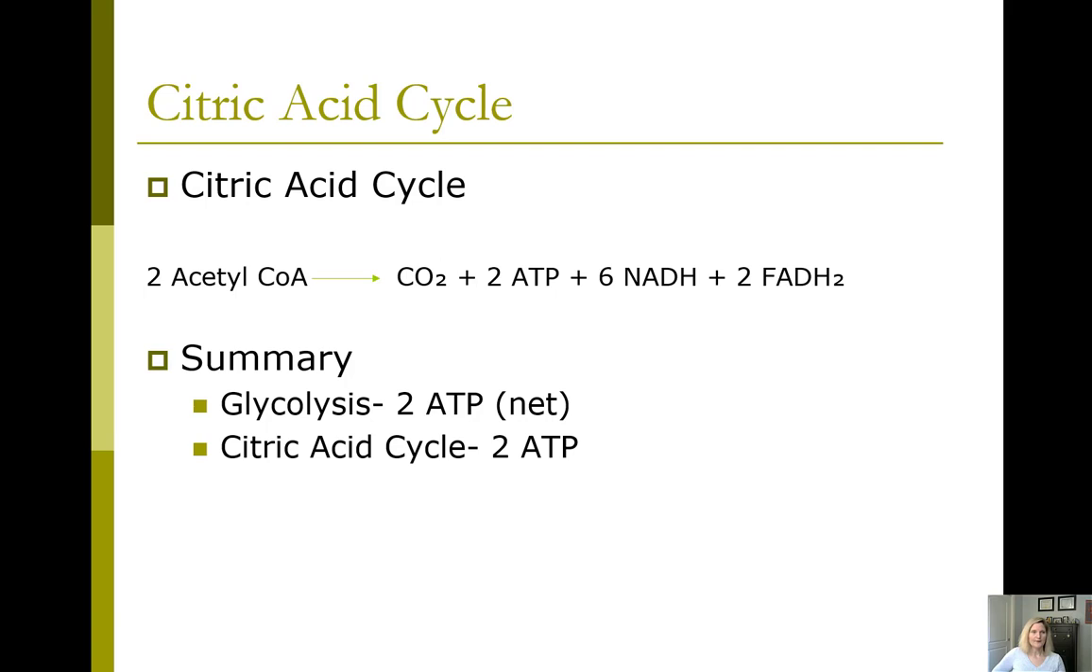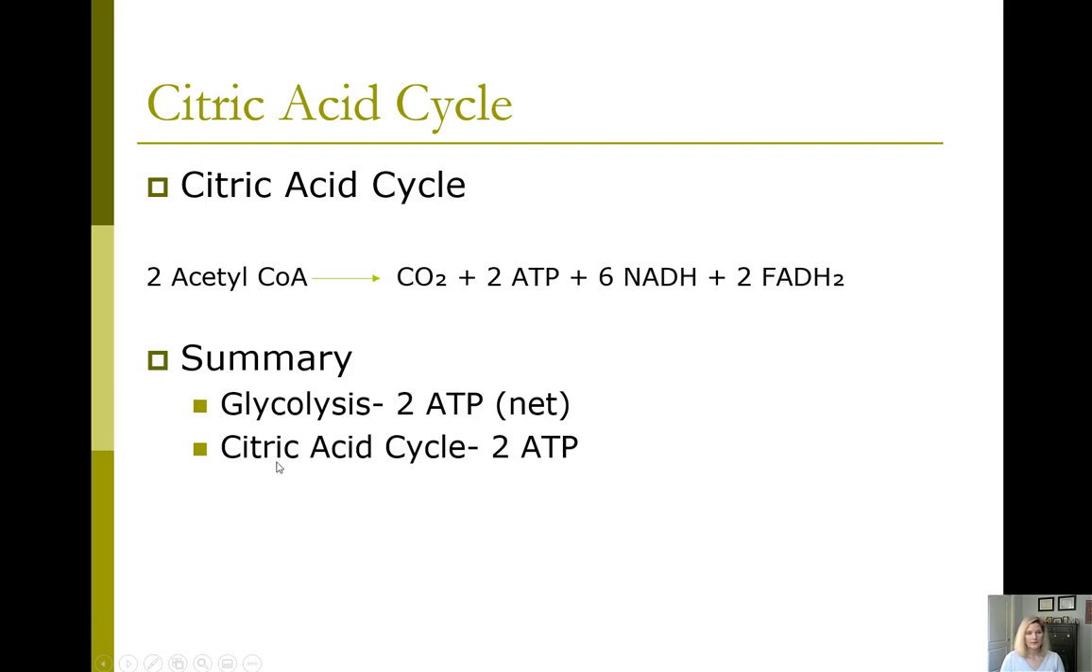So here is the summary. In the citric acid cycle, we have 2 acetyl-CoAs go in, and then we end up with 2 carbon dioxides, 2 ATP, 6 NADH, and 2 FADH2. Again we start with 2, so double everything. So in your chart, you have your acetyl-CoA, there's 2 of them. You end up with 2 carbon dioxide, 2 ATP, 6 NADH, and 2 FADH2s. So basically we've netted an extra couple ATP plus a bunch of electron carriers. This is the purpose of the citric acid cycle, mainly to get those electron carriers.